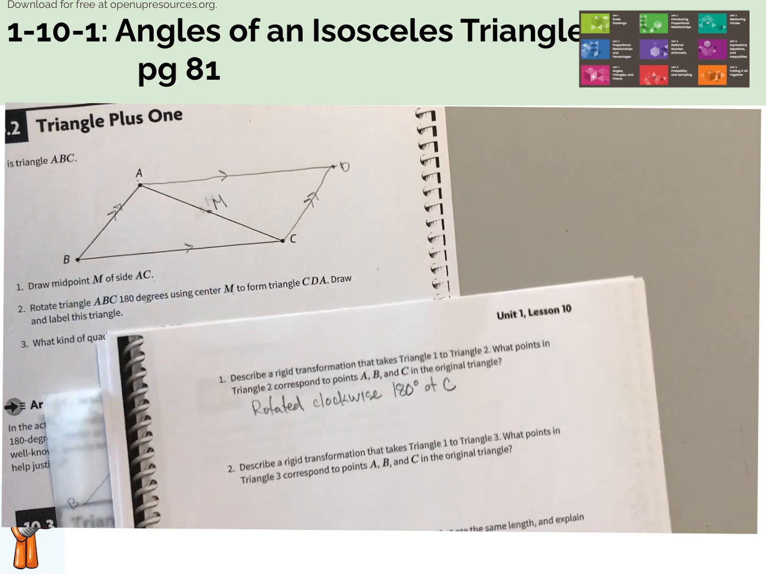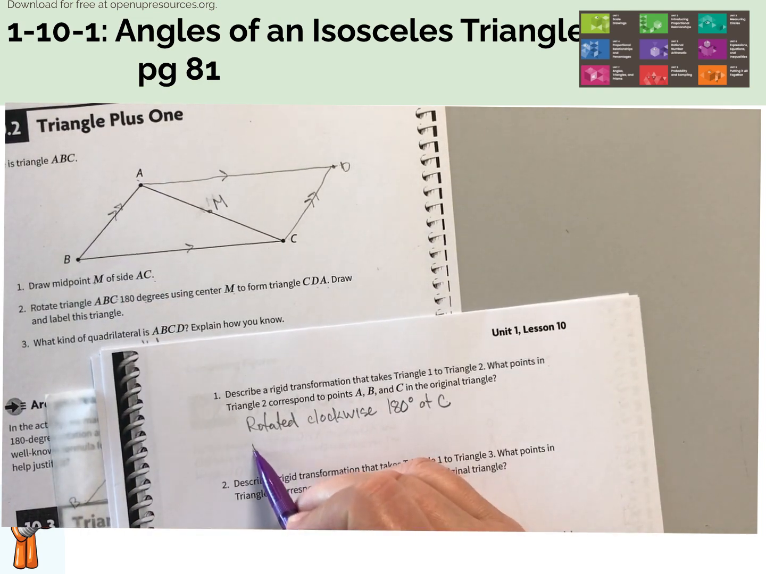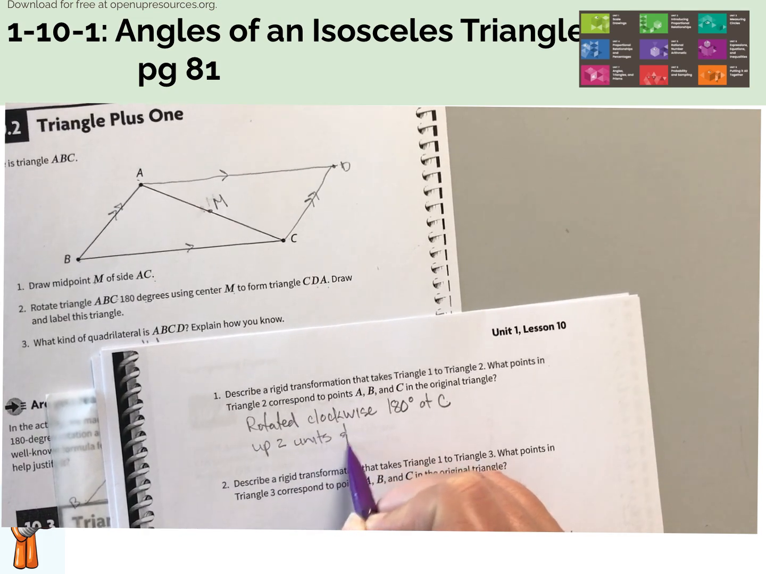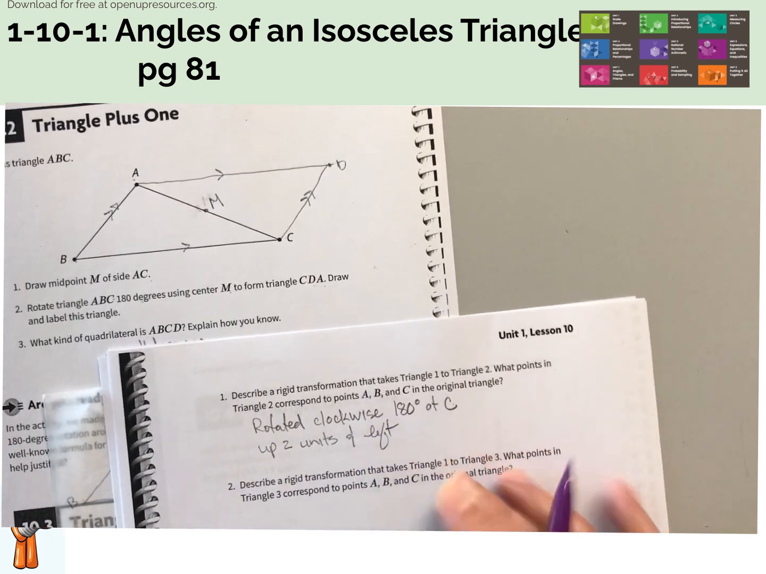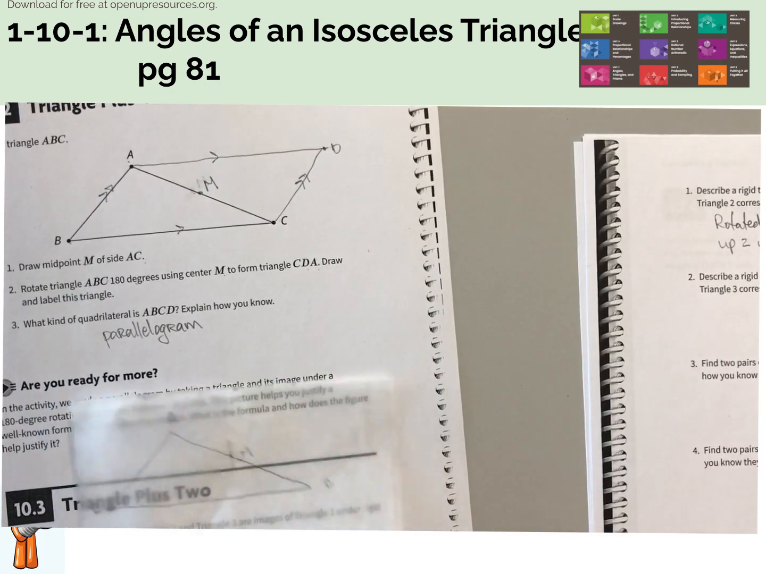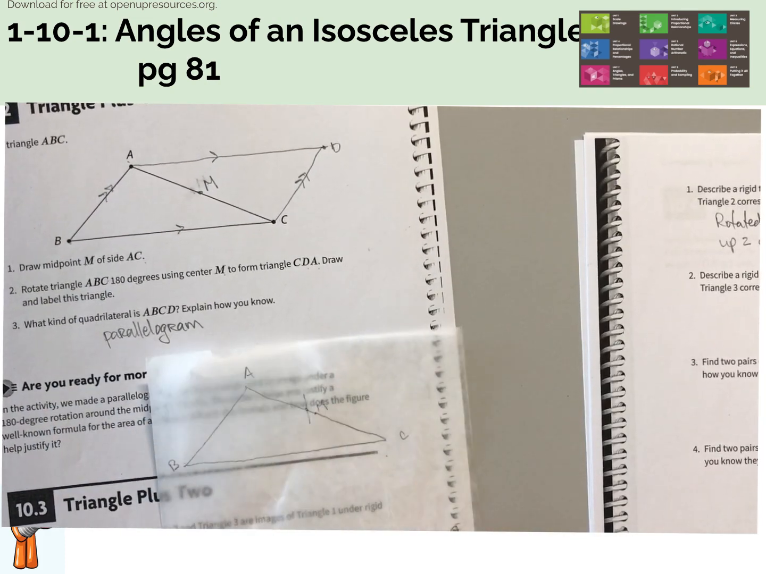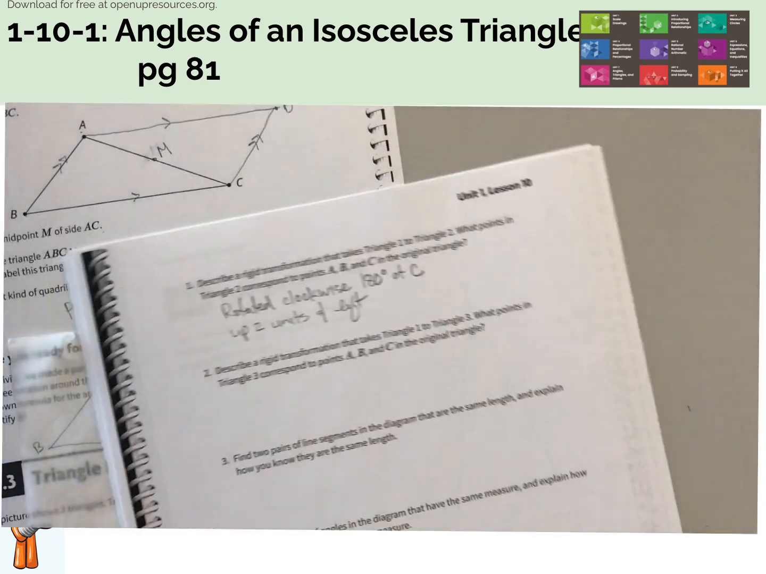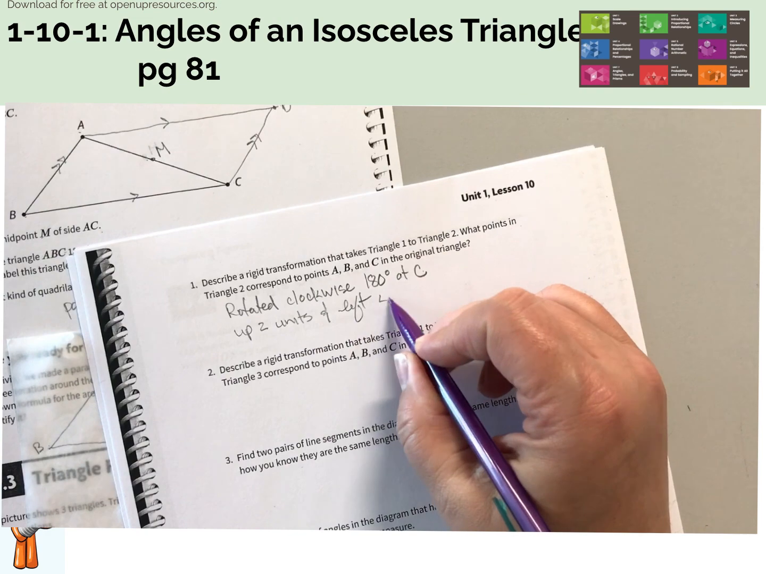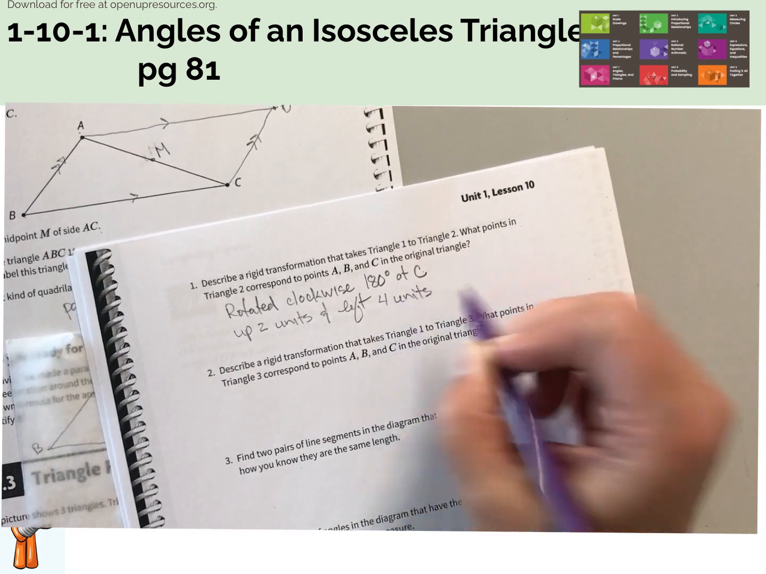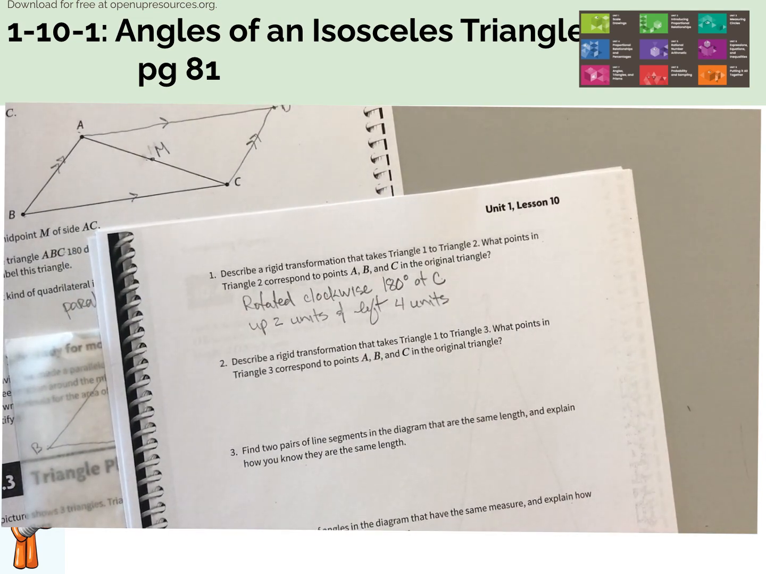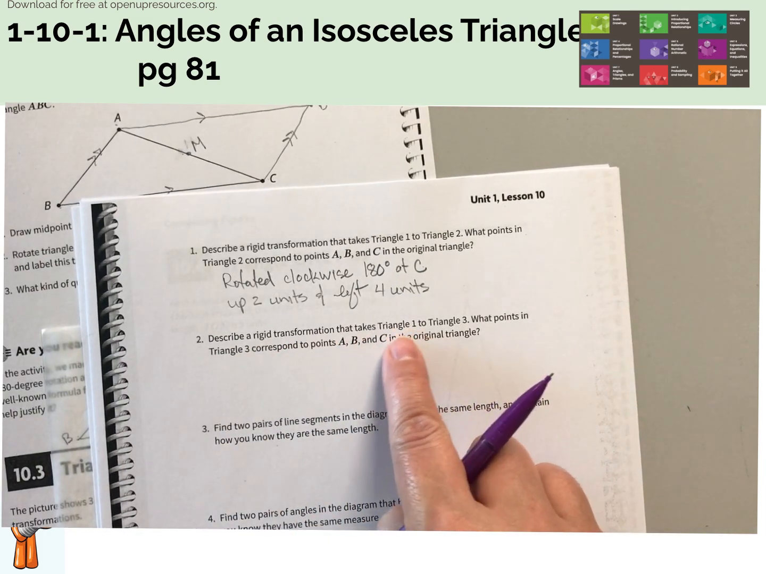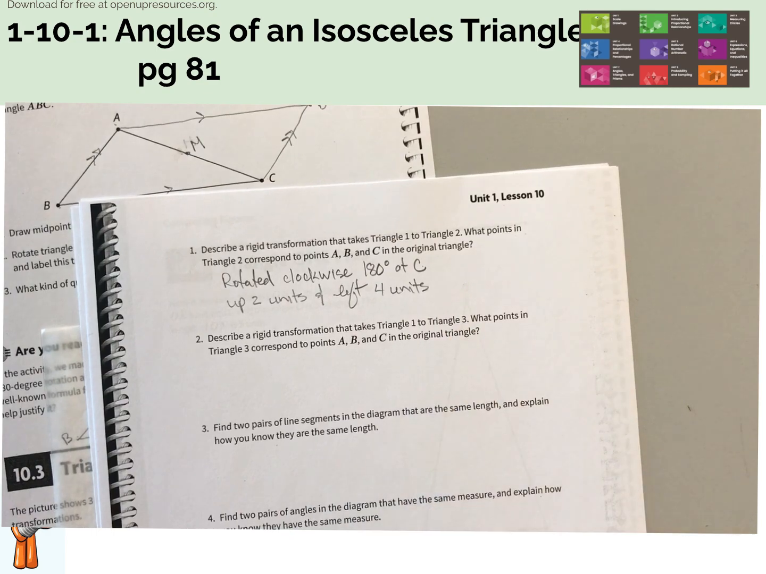And then I went up 2 units and left, how many was that? So I had it here, 1, 2, 1, 2, 3, 4 units. I'm going to write that, up 2 and left 4 units. Okay. Now let's read number 2. It says, describe a rigid transformation that takes triangle 1 to triangle 3.